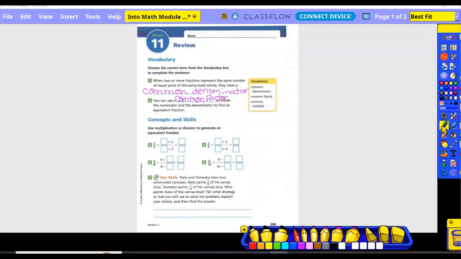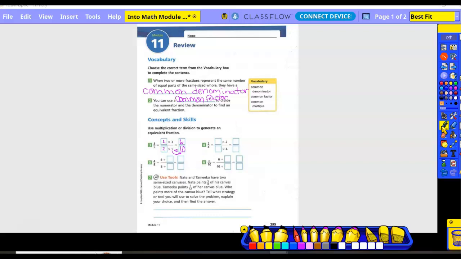Okay, so concepts and skills: use multiplication and division to generate an equivalent fraction. They don't necessarily give you a common denominator, right? You can just pick one. So can we do 10 as one? How did I get from 5 to 10? Times 2. So what I do on the bottom, I do on the top. What is 2 times 3? 6, right?